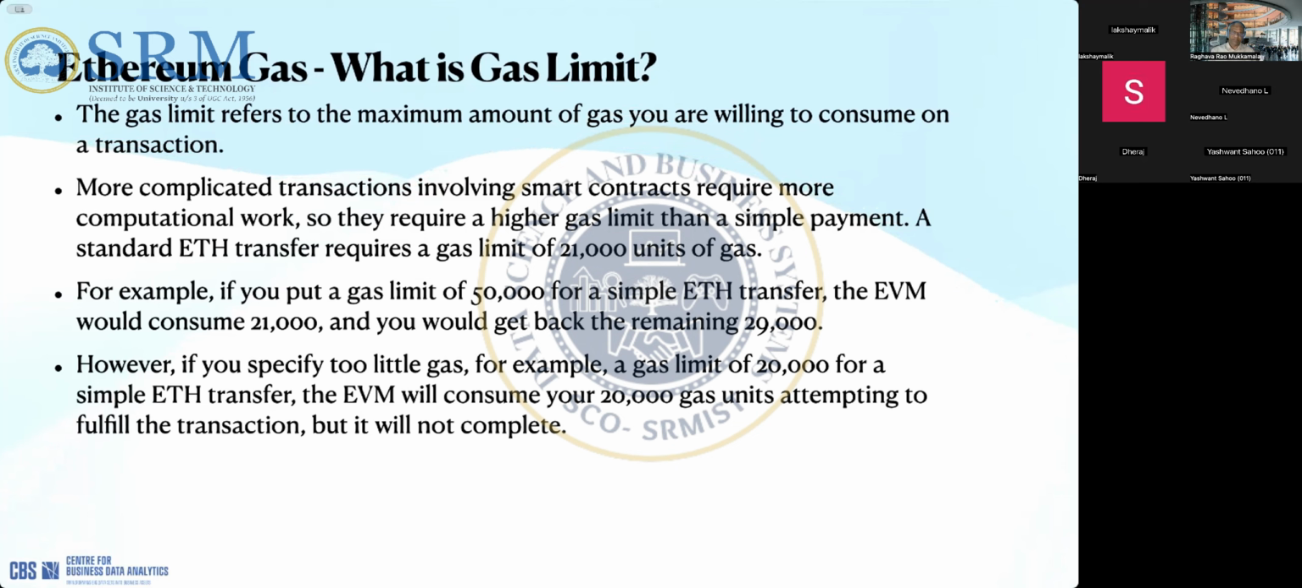For example, if you put a gas limit of 50,000 for a simple transaction, let's take this simple transaction, right? We have this transfer costing 21,000 units of gas. If you specify the max limit as 50,000, then the EVM would consume 21,000 because it only contains one transaction, and it will return the 29,000 back to you, right?